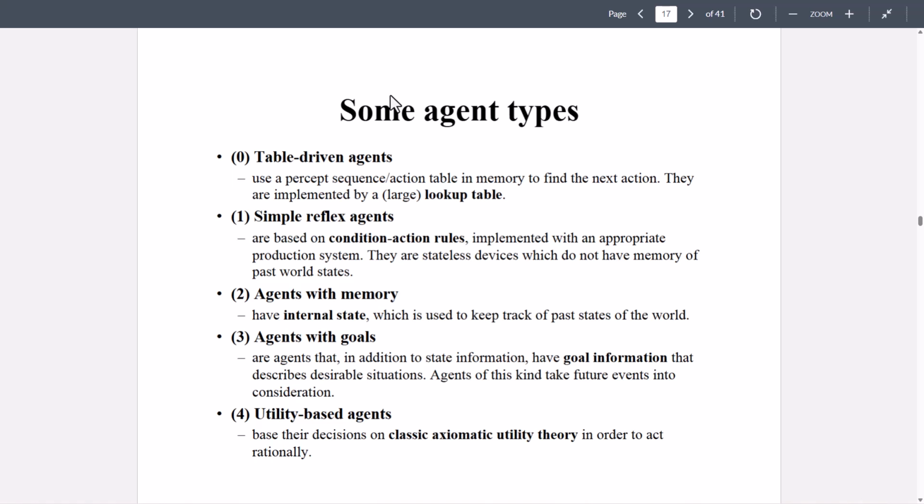Now we'll discuss some agent types. The first one is the table-driven agent, which uses a percept sequence and action table in memory to find the next action. They are implemented by a large lookup table. So you can consider if there are millions and billions of percept sequences every millisecond for an automated driving vehicle and corresponding actions, this kind of table will be so large that it will not be practical to store in any kind of computer memory. So table-driven agents for large action tasks are almost impossible.